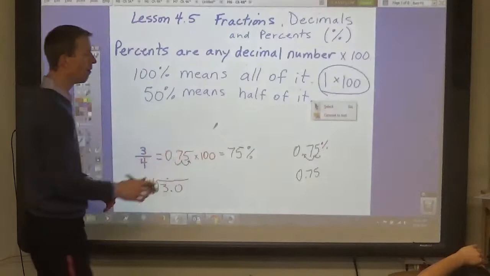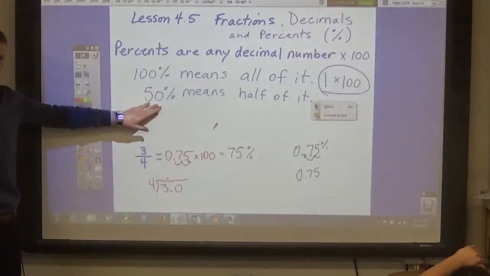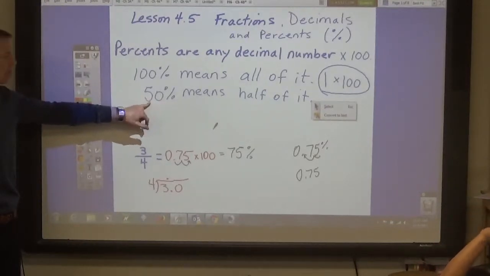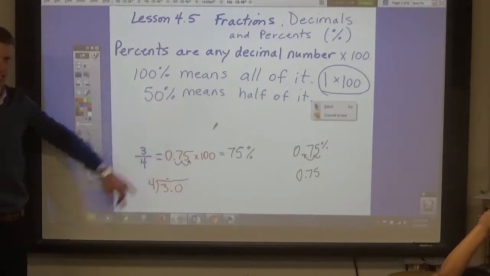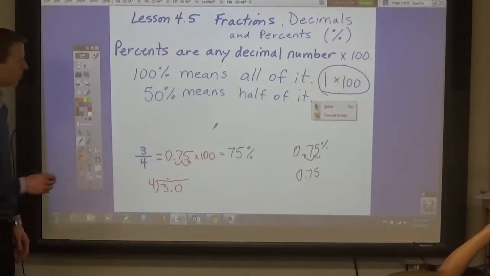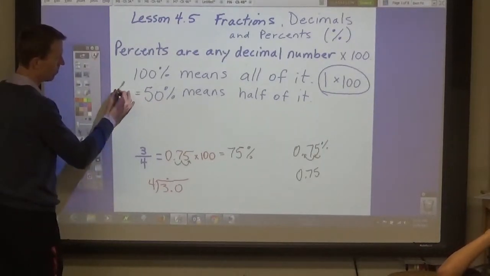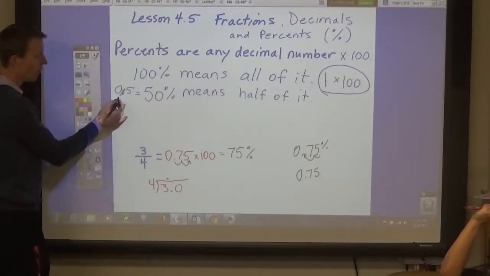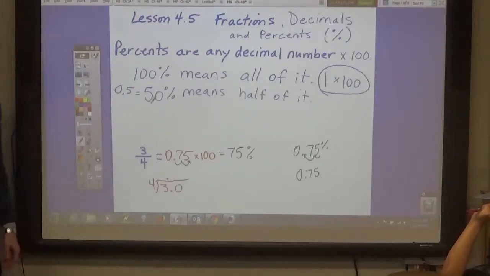That gives you an idea of what this means in terms of a decimal. What do you think the decimal is of 50%? I think it's 0.5. 0.5, right. And 0.5 times 100 would be 50. Okay?